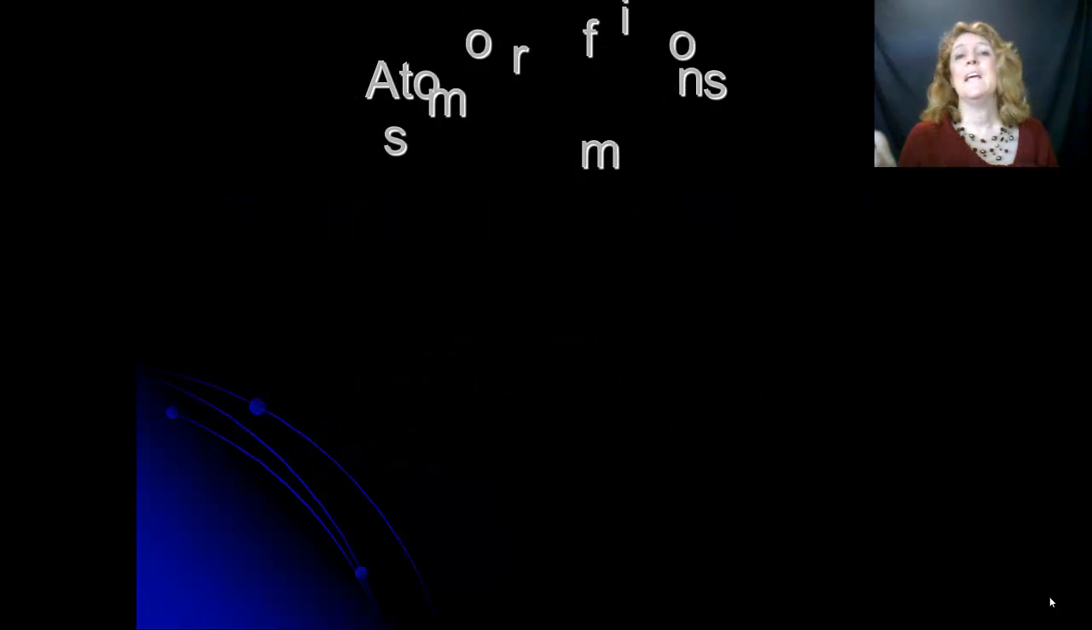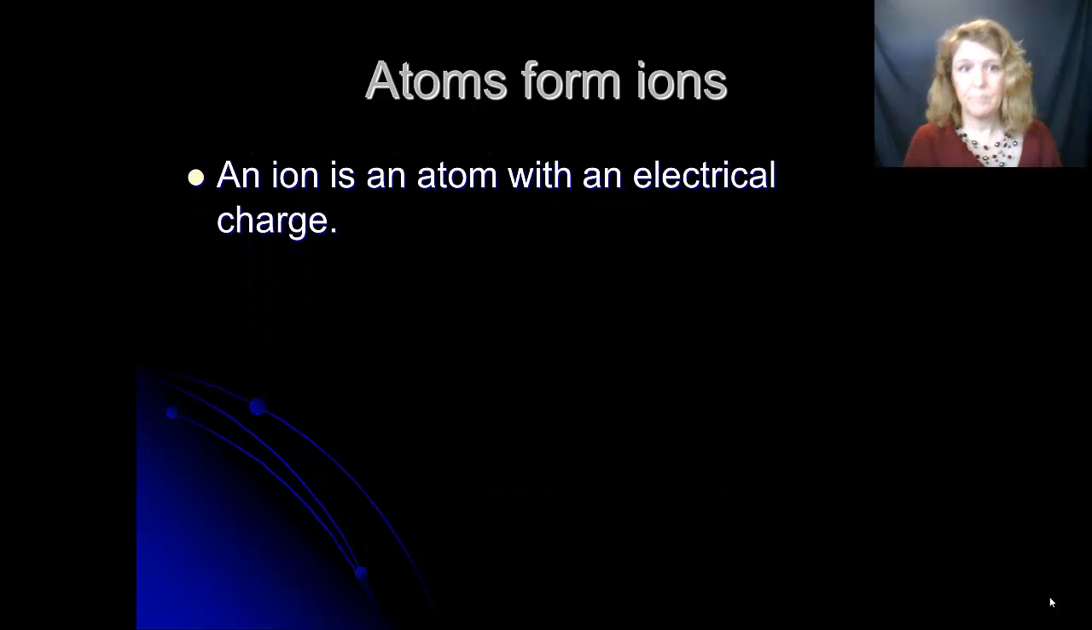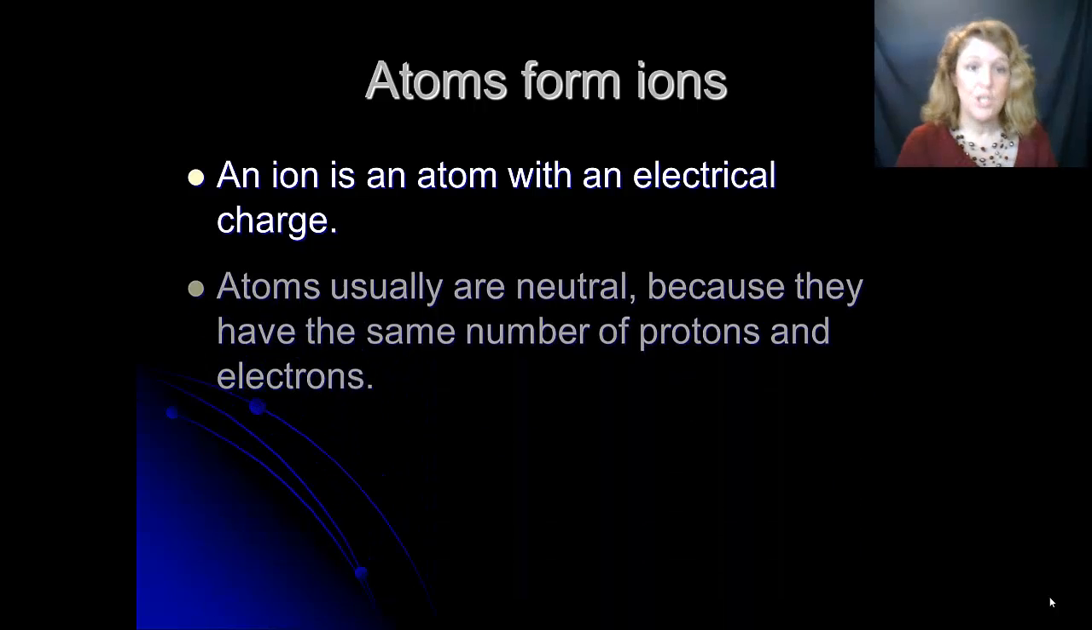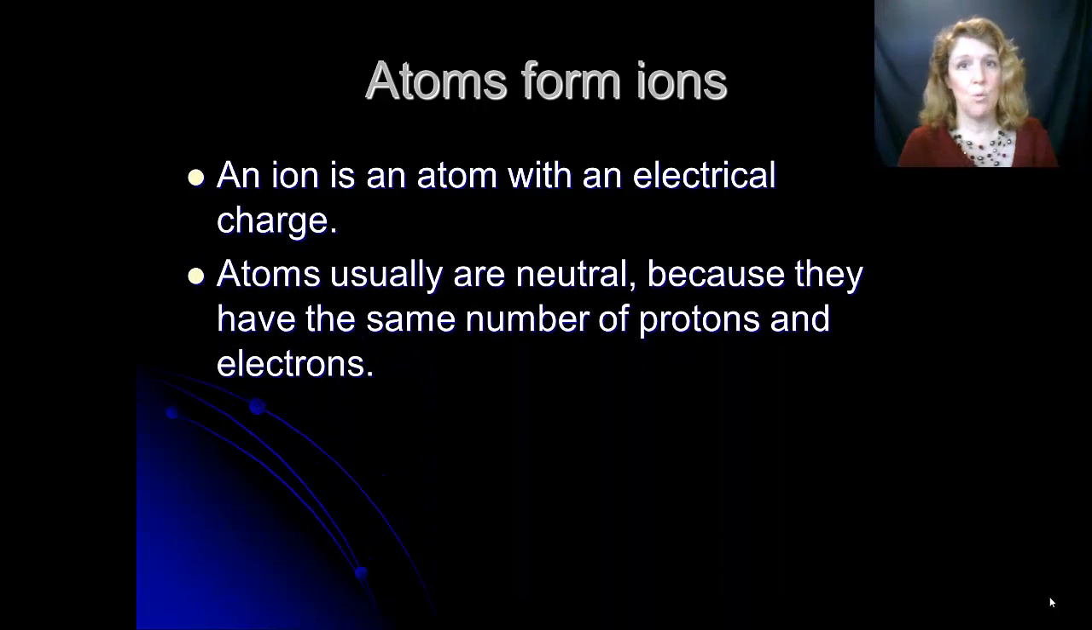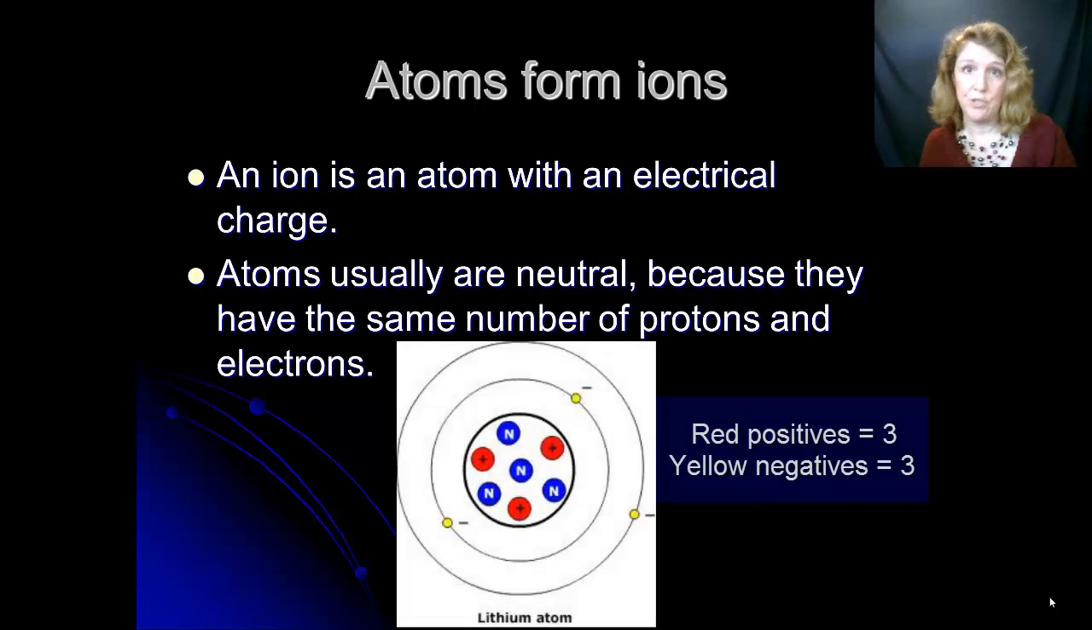Then, if we change the number of electrons, we form what's called an ion. An ion is an atom with an electrical charge. If we change the number of electrons, you either add one or take one away. A normal atom is usually neutral because it has the same number of protons and electrons, so the positives and negatives cancel each other out, and there is no overall charge.